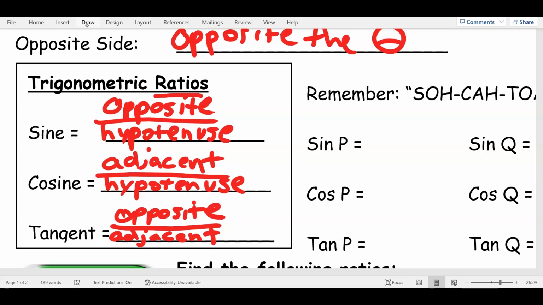Now, if you were to abbreviate it, you could say sine is O over H. Cosine is A over H. And tangent is O over A.